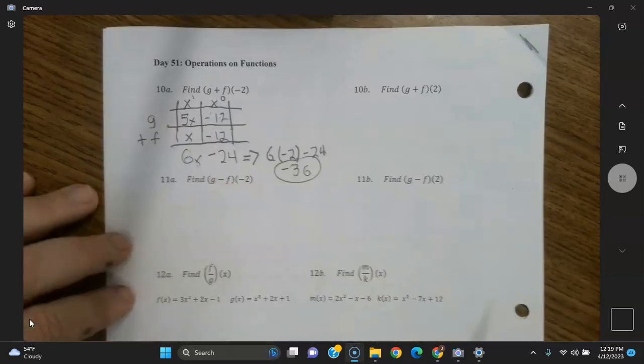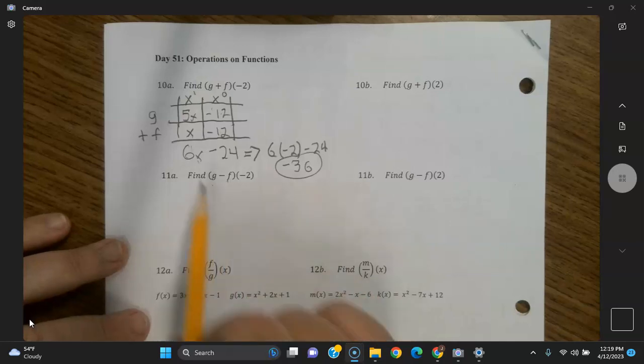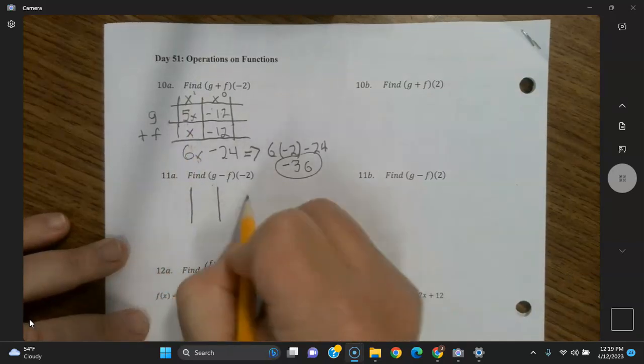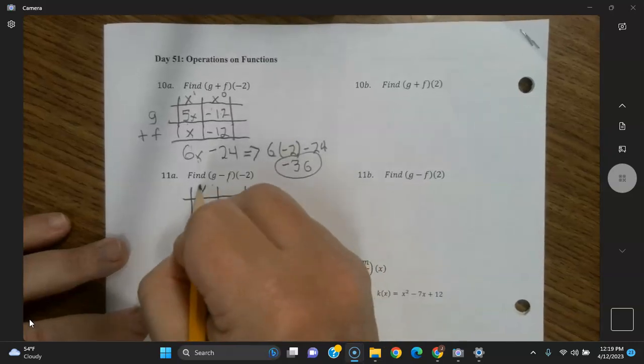You get a positive number. Makes it easier, I think. Okay, g minus f. Okay, so g is 5x. Let's draw our table again. It's going to look just like the last one. Put your headings on.